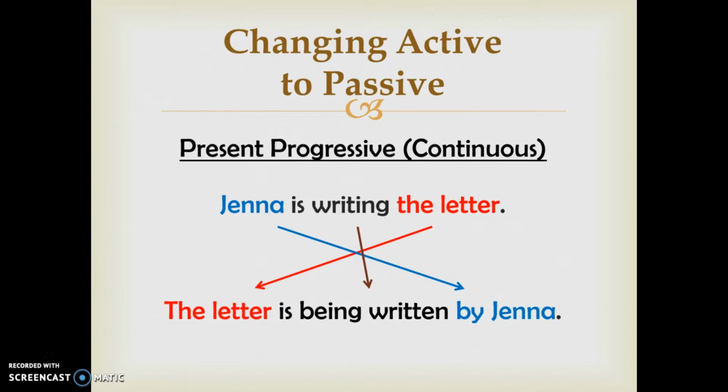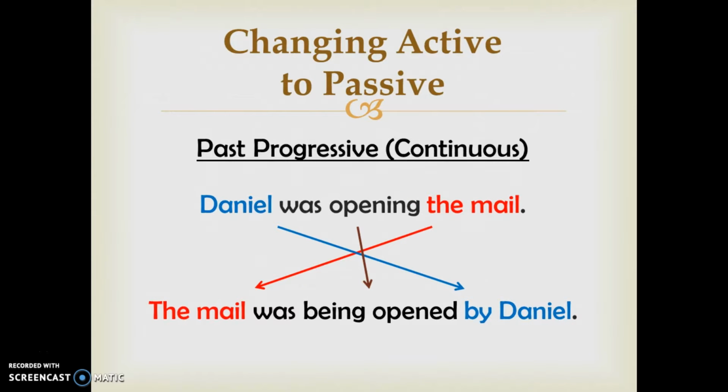In present progressive, also known as present continuous, I have Jenna is writing the letter, and that changes to the letter is being written by Jenna. Past progressive or past continuous, Daniel was opening the mail, changes to the mail was being opened by Daniel.